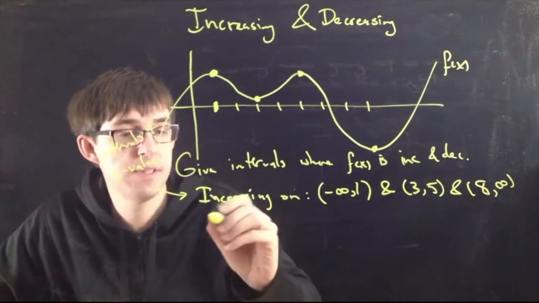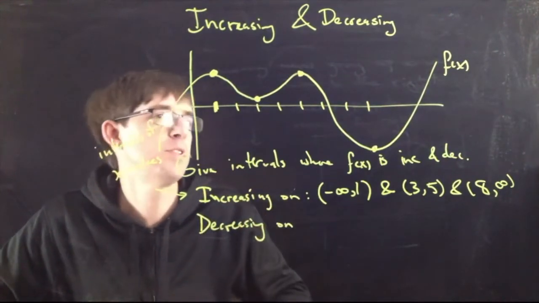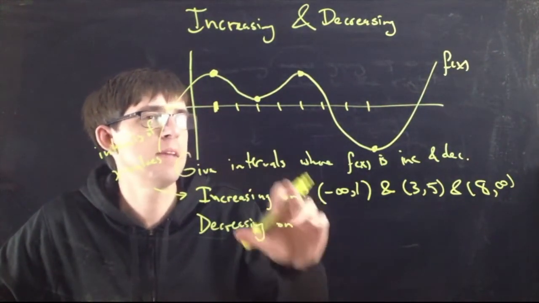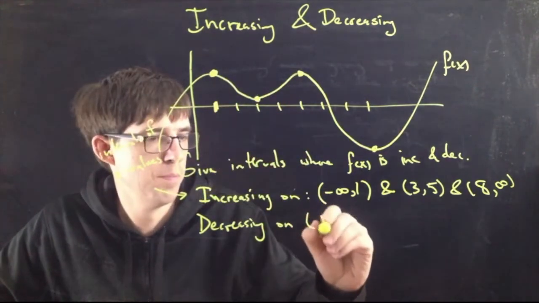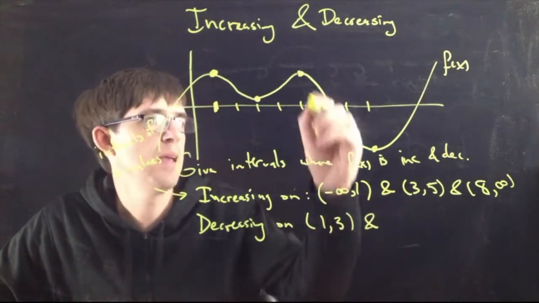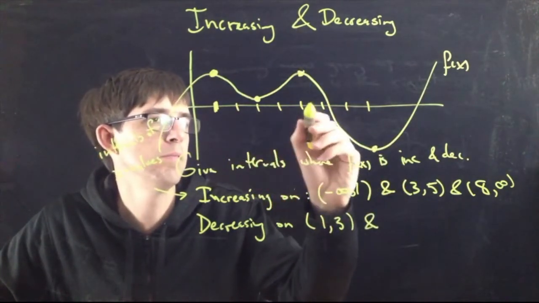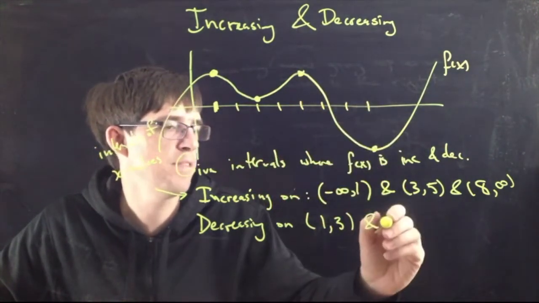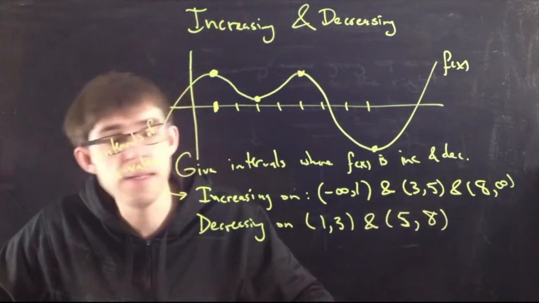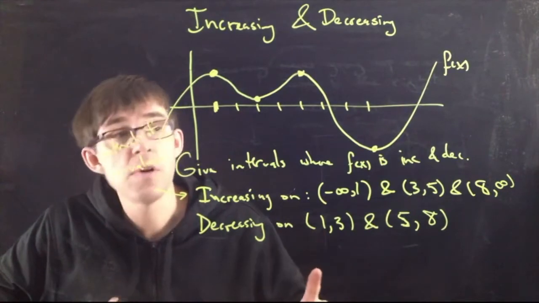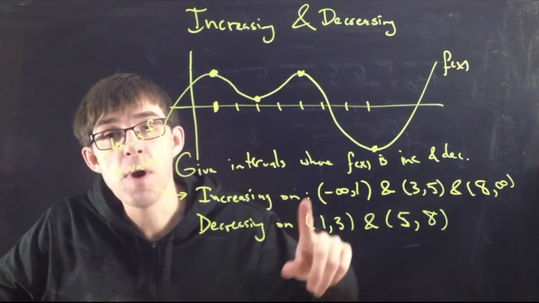And what about decreasing? On the intervals, so it's the same, only I'm only going to write down the ones where it's going down. That would be here, 1 to 3. And here, 5 to 8.